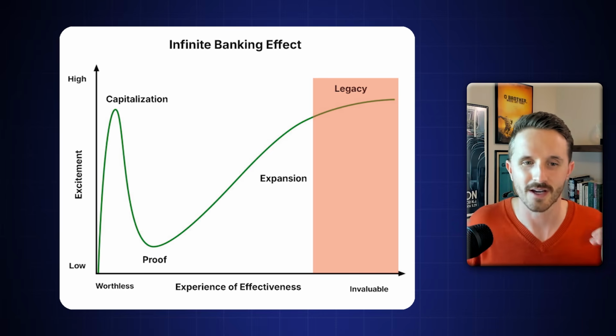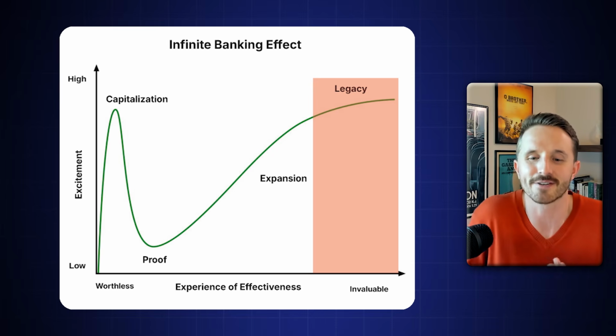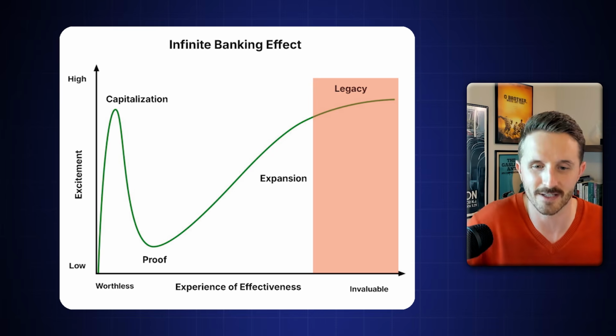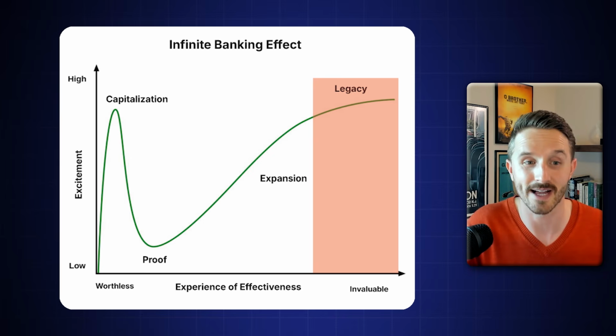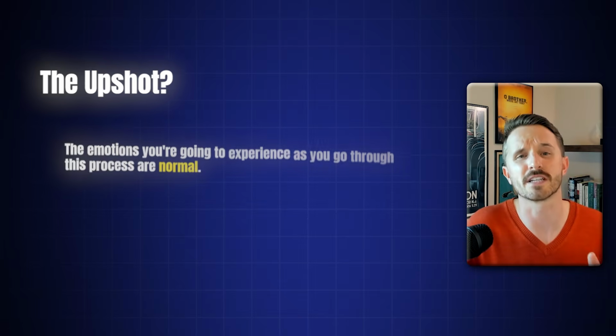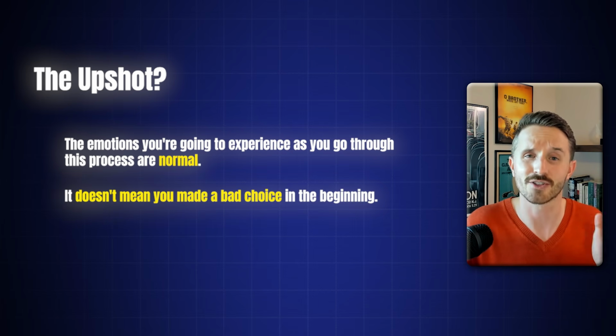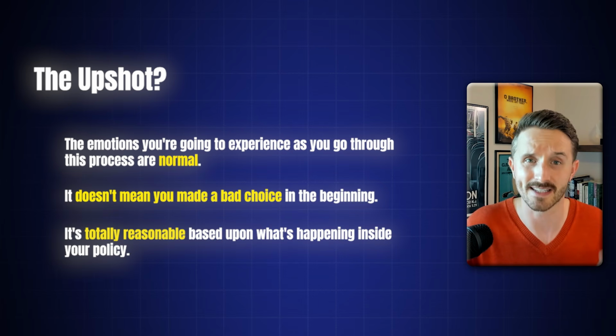So this is the point at which you're even more excited about it than when you started, and your experience of its effectiveness is invaluable. Like you couldn't imagine not having it by this point. And this is kind of the best point to be at in the process. Now, what's the upshot to all of this? Is that the emotions you're going to experience as you go throughout this process are normal. It doesn't mean you made a bad choice in the beginning. It's totally reasonable based upon what's happening inside your policy.